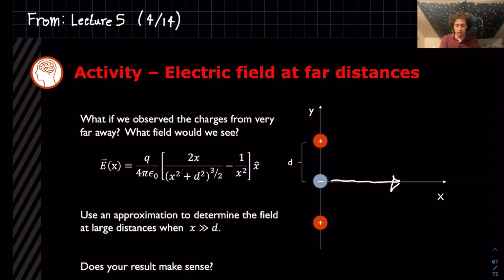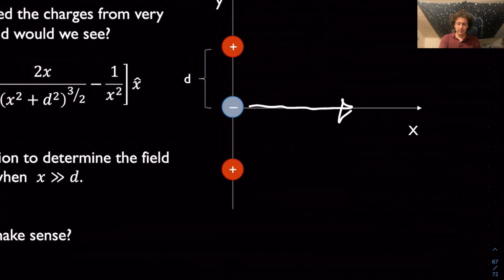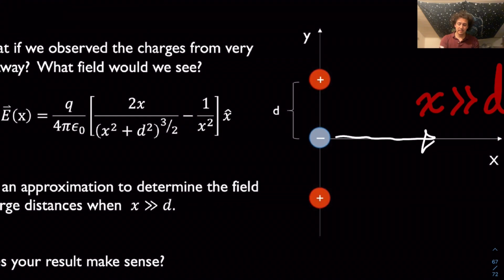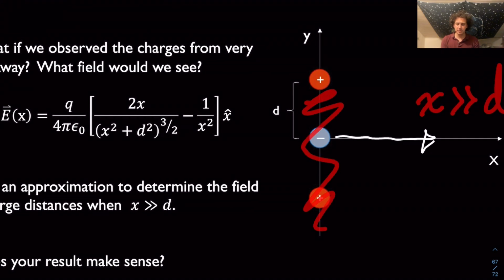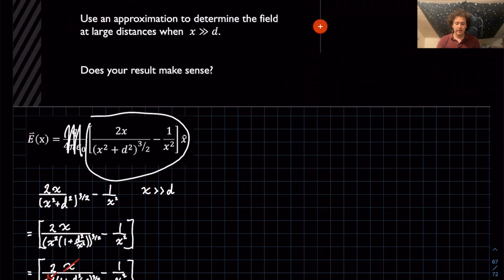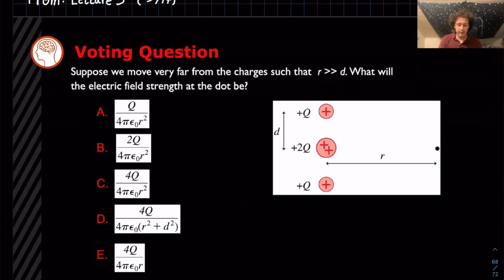That'll be just plus 1, which is what we had right over here, over x squared. So we notice that as x is much, much greater than d, this reality really shows up to us, right? But let's get on with this. It's more of a math video than a physics video right now.